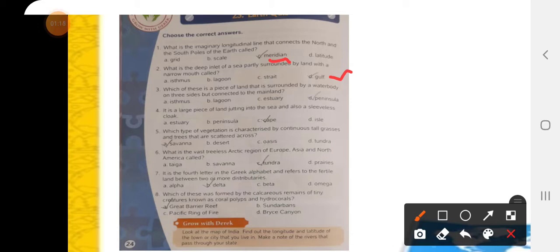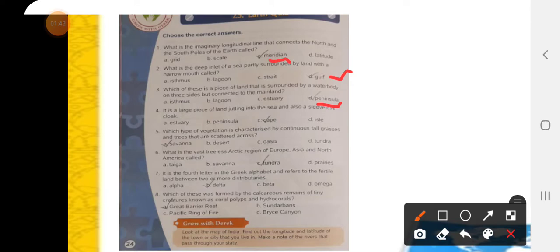Number 3 children. Which of these is a piece of land that is surrounded by a water body on 3 sides but connected to the mainland? On 3 sides it is surrounded by a water body but connected to the mainland, a piece of land. So this is a peninsula.